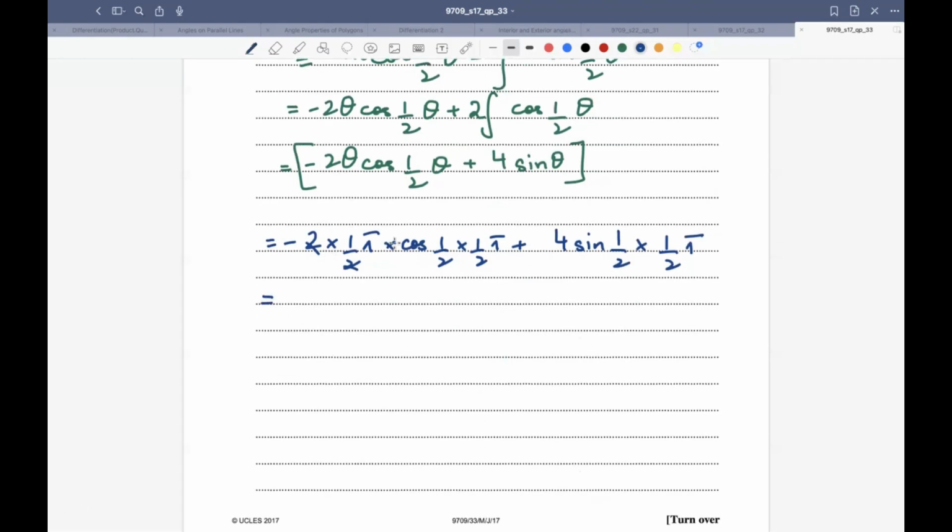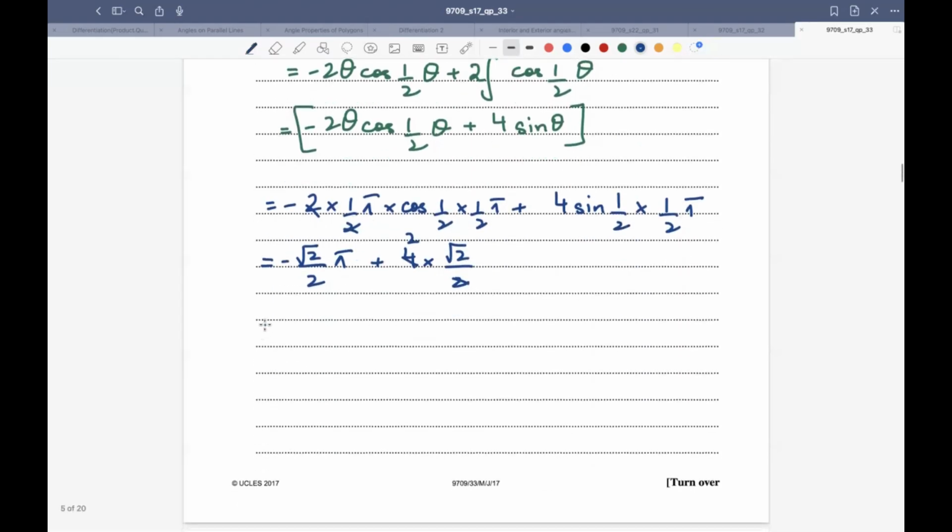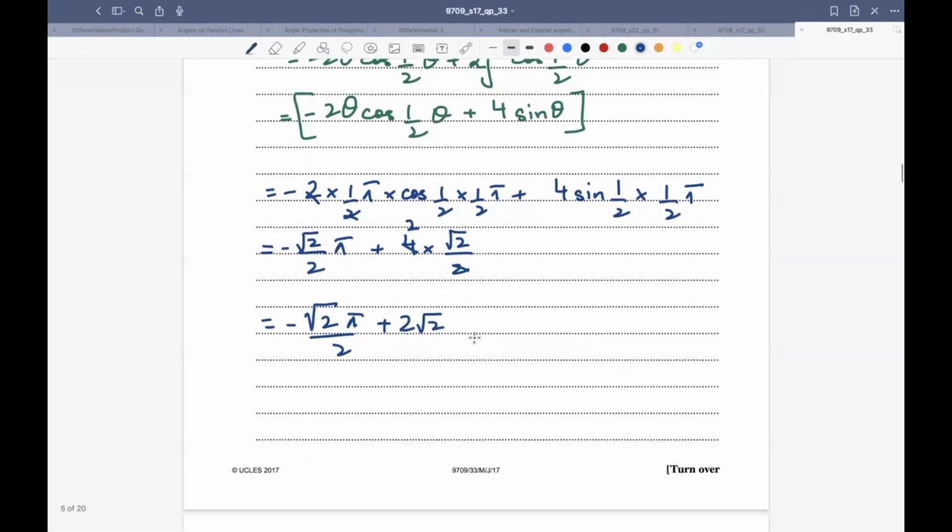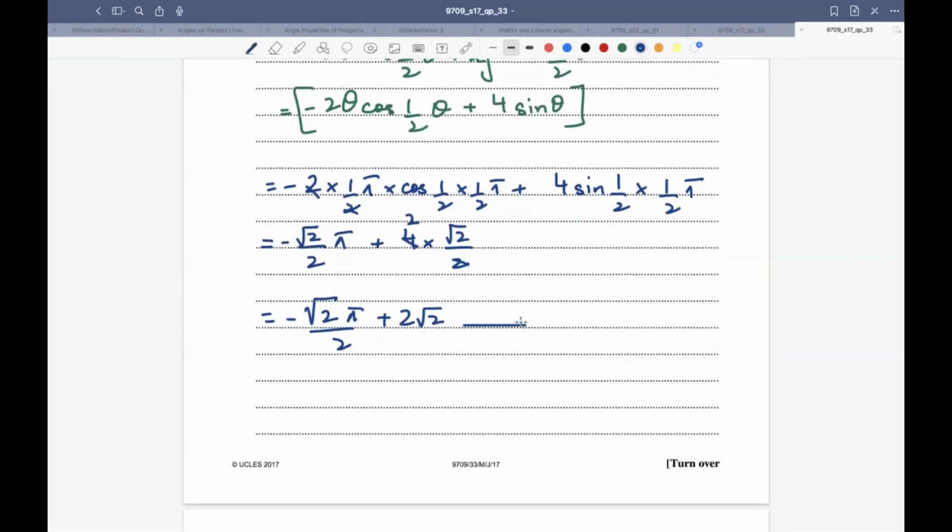So we will have cos of 1 upon 4 pi, which is root 2 upon 2, and this will be pi only, so that we will have pi with a negative sign, plus 4 sine of half into 1 upon 2 pi, that is 1 upon 4 pi, which is also root 2 upon 2. This will cancel out, so the final answer will be negative root 2 pi upon 2 plus 2 root 2. Now we can leave our answer in this form, or it can be given in different forms. So let's say if we take the LCM, we will have minus root 2 pi plus 4 root 2 upon 2.